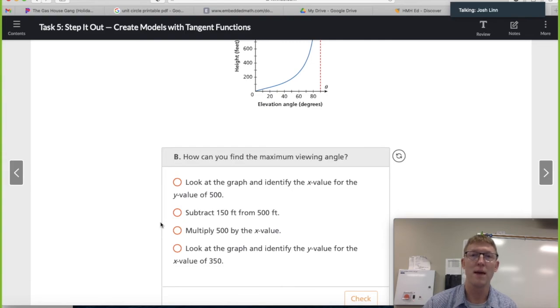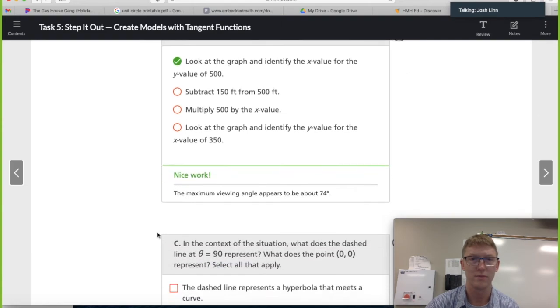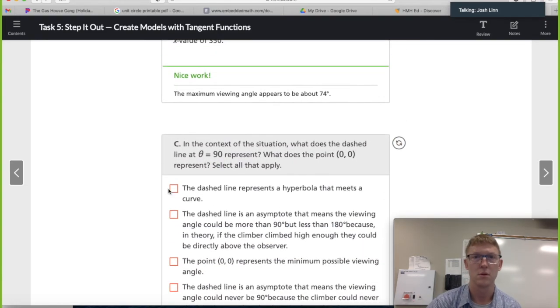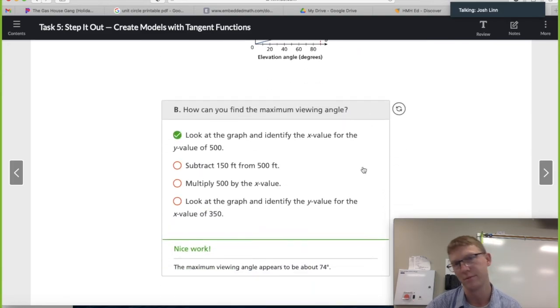How can you find the maximum viewing angle? Look at the graph to identify the x value and the y value of 500. That won't work. Look at the graph to identify the y value. Yeah, we're going to stick with that one. Appears to be at about 74 degrees. Yeah, totally, because that's exactly what I thought.